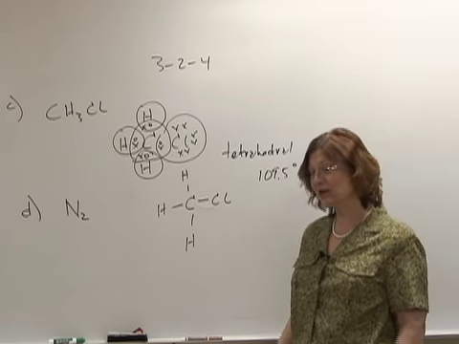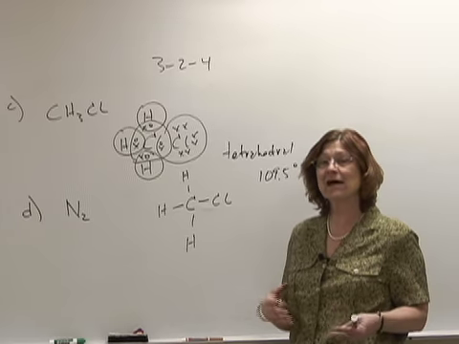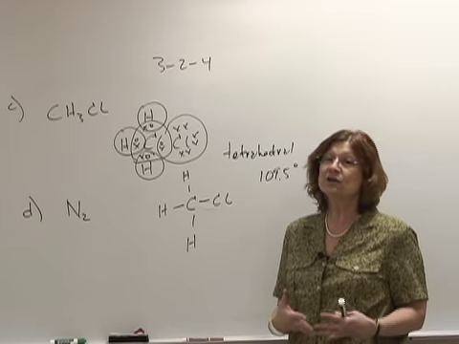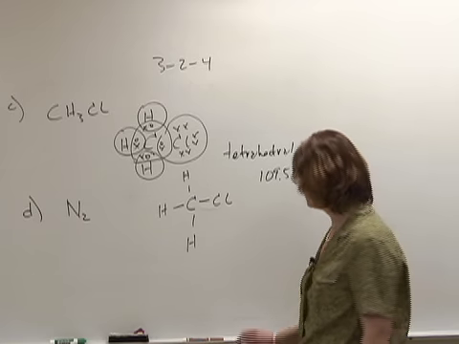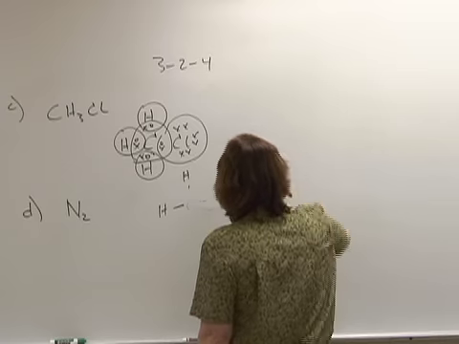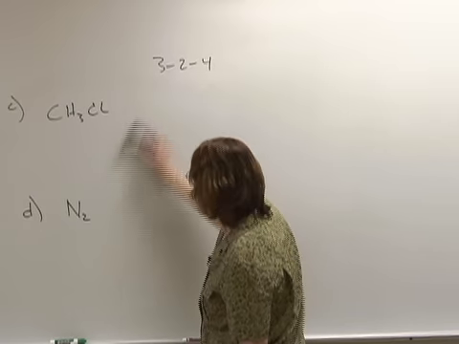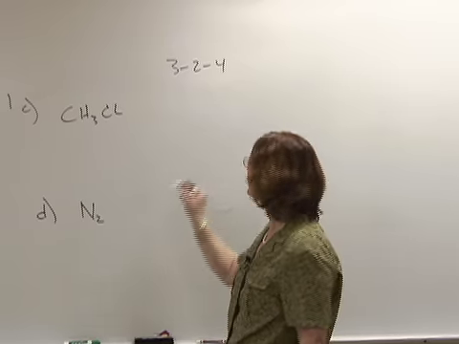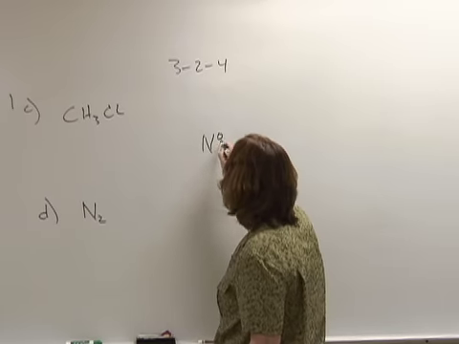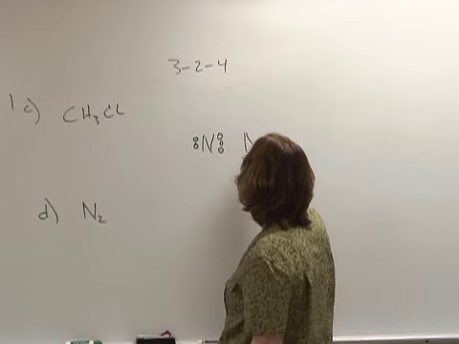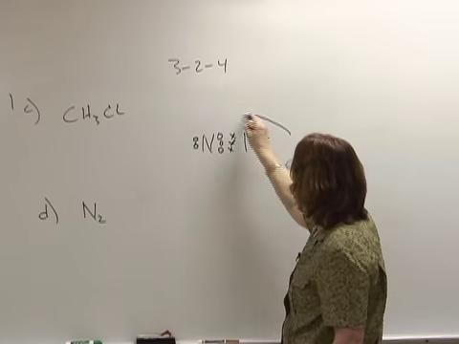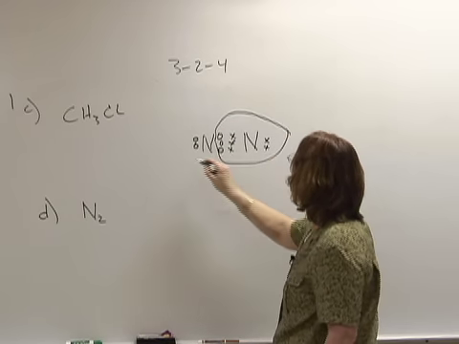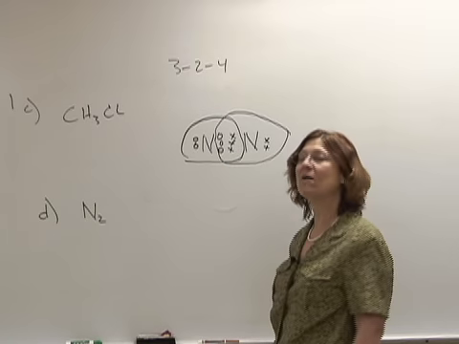Now for nitrogen, we have 2 nitrogens, and any time that we have 2 atoms, just like 2 points make a line, 2 atoms will make a linear shape. Nitrogen has 5 outer electrons, 5 valence electrons: 1, 2, 3, 4, 5, and this nitrogen has 5 as well. Therefore I get 8 around both nitrogens by triple bonding.